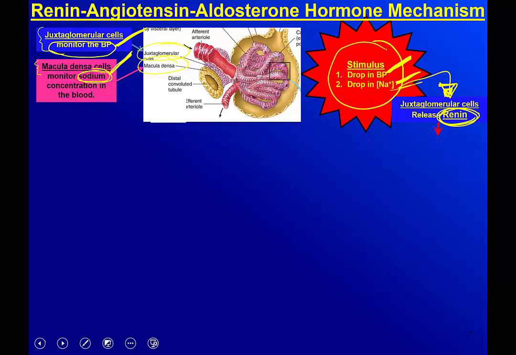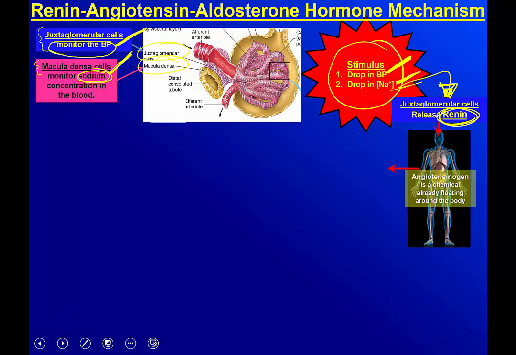So what am I looking to do? I don't have enough sodium and my blood pressure is too low. What should I do? I need to raise my blood pressure and I need to get more sodium. Those are the two things that are going wrong. Let me fix it. So renin gets released.